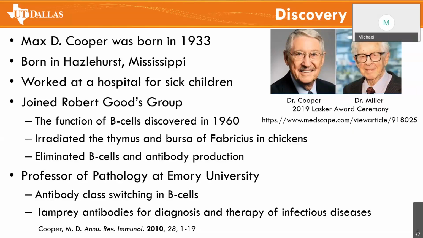The rest of his time, when he became a professor, was spent finding the equivalent of the bursa of Fabricius in mice. What he found was that in mice, the equivalents were the bone marrow and the fetal liver. Now, as a professor at Emory University, he's looking at understanding antibody class switching in B cells.